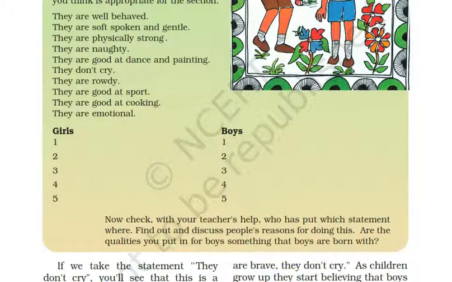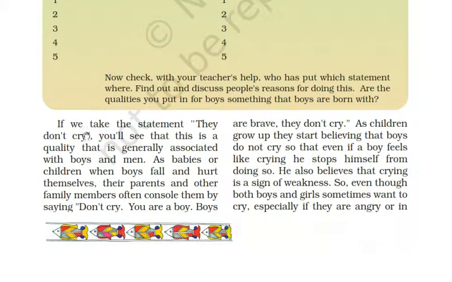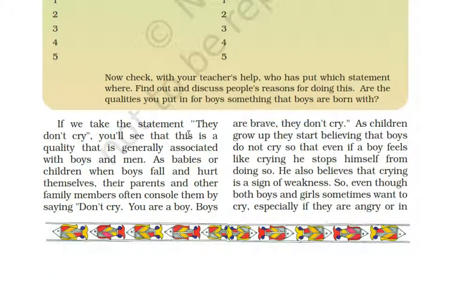Now, check with your teacher's help who has put which statement where, find out and discuss people's reasons for doing this. Are the qualities you put in for boys something that boys are born with? If we take the statement they don't cry, you will see that this is the quality that is generally associated with boys and men as babies or children.